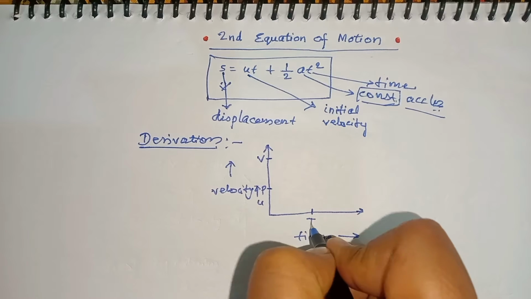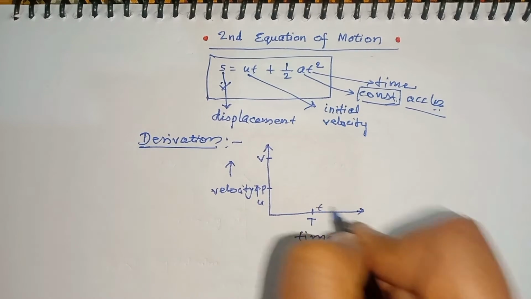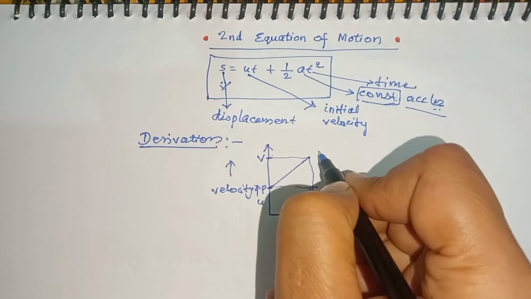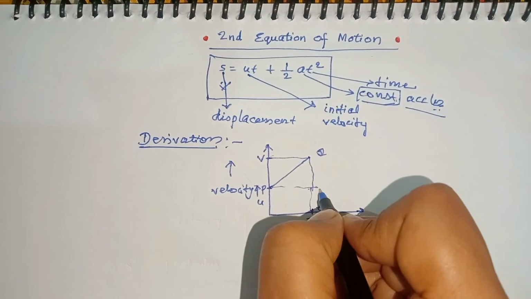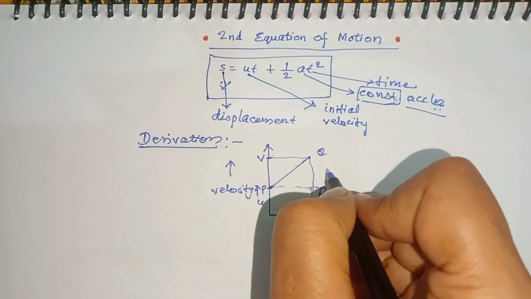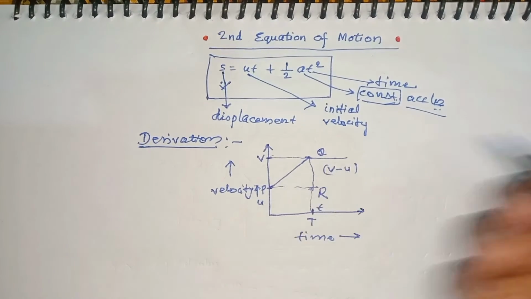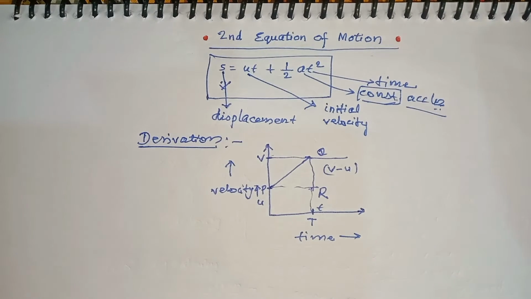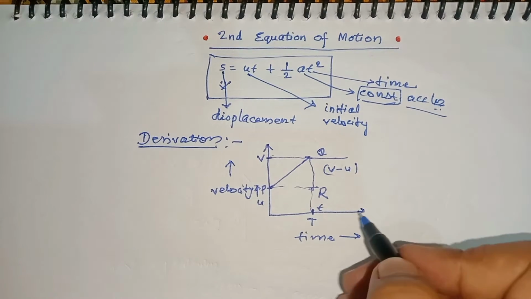Let it be point T for time. Join this. Let it be point Q, and let this be point R. This one will be V minus U, as we already saw this diagram in the first equation of motion derivation. The same diagram is here.